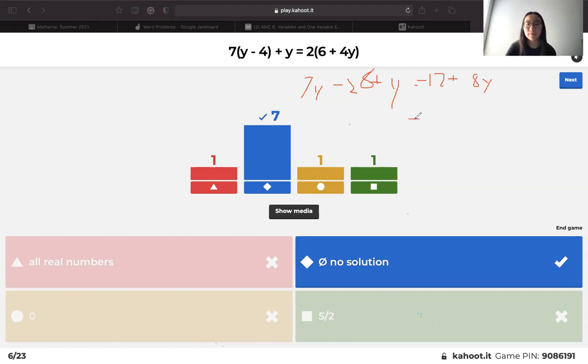And so now we just get 8y minus 28 equals 8y minus 12, which doesn't make sense because if you're subtracting different numbers, sorry, this is a bit confusing. 8y minus 28 equals 8y minus 12. But there's no way that can be possible because you're subtracting different numbers. It just doesn't make sense. And if you subtract 8y from both sides, then you get -28 equals -12, which can't be true. So the answer is no solution.